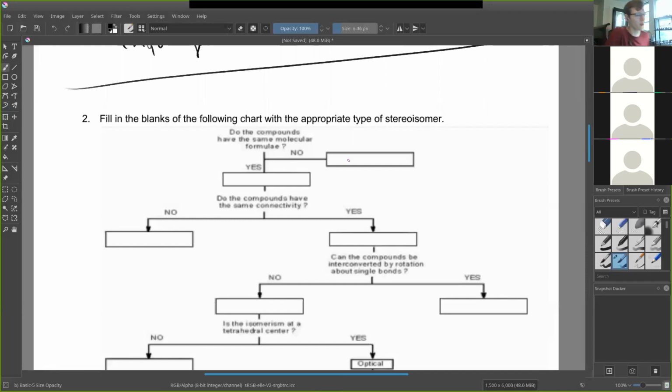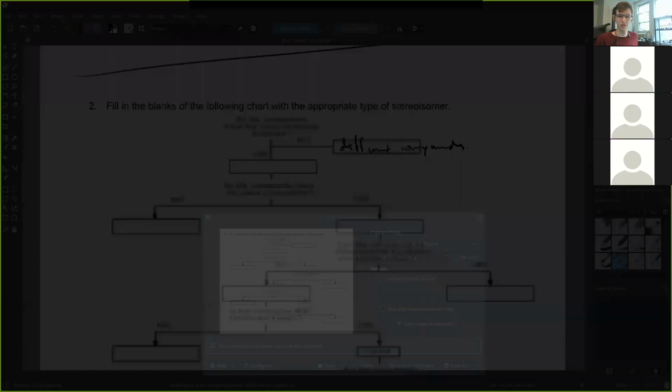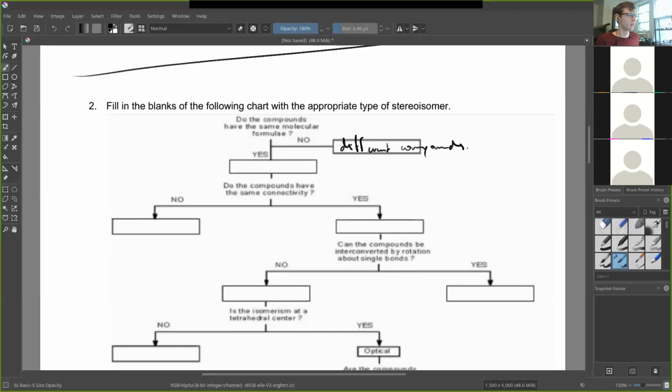Okay, fill in the blanks with the appropriate type of stereoisomer. All right, this picture's a little blurry. Do the compounds have the same molecular formulae? No. Okay, they don't even have the same formulas. So these are just different compounds, right? They're different altogether. There's not a lot more you could say about them that's super informative. So they're different compounds, or I guess you could say they're not isomers.